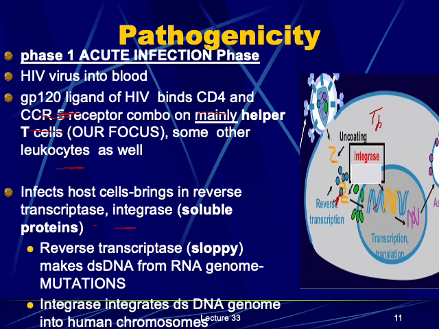Then the integrase, another soluble protein in there, takes that DNA, shown in yellow here, that double-stranded DNA, and inserts it into the chromosome. So we went from RNA genome, reverse transcriptase, a soluble protein in blue, makes a double-stranded viral HIV DNA, and integrase then integrates it into the genome, the human genome.